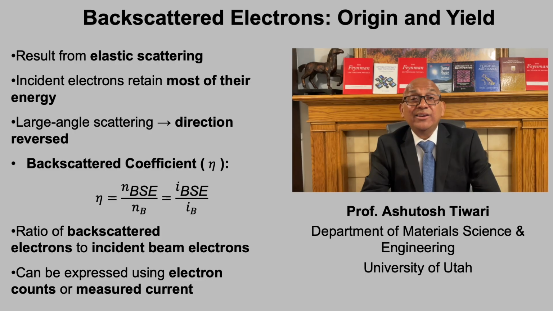To quantify backscattered electrons, we define the backscatter coefficient, denoted by eta. The backscatter coefficient is simply the ratio of the number of backscattered electrons to the total number of electrons incident on the specimen. In practice, this ratio can also be expressed using measured electrical currents: the backscatter current divided by the beam current. This parameter provides a direct quantitative measure of how strongly a material elastically scatters electrons back out of its surface.